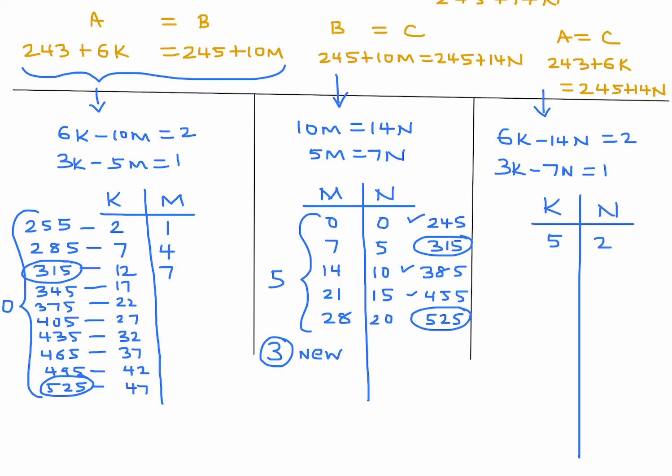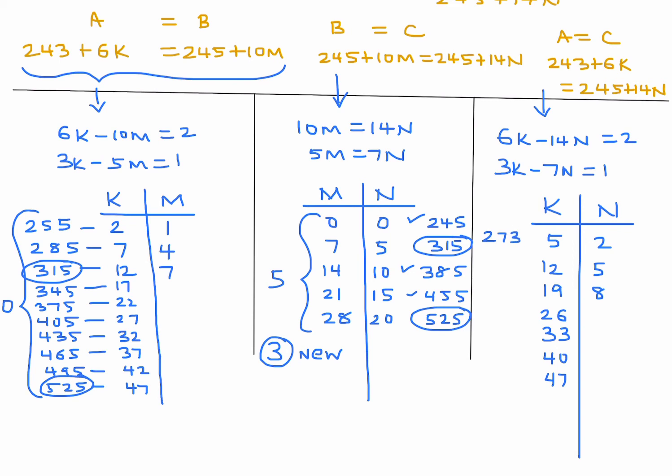5 and 2, 12 and 5, 19 and 8, and I think it goes up by 7 each time. So 26, 33, 40, 47. And I think after that we meet the cutoff. So the times, plugging back into here, for k is 5, it'll be 243 plus 30, which is 273.